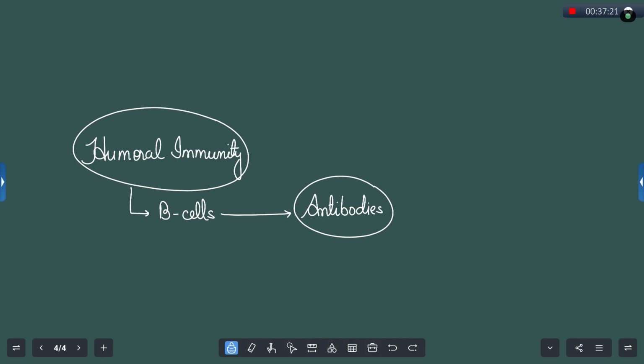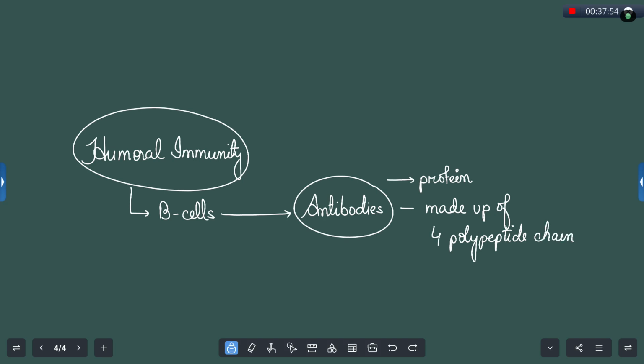So what are antibodies? Antibodies themselves are proteins. Antibodies are made up of 4 polypeptide chains. Protein chains with the same structure. So it is made up of 4 polypeptide chains.